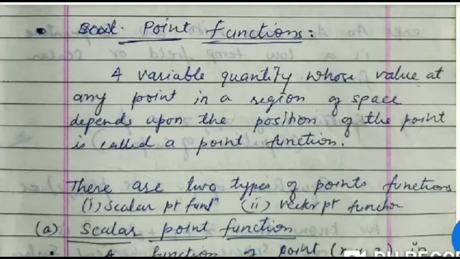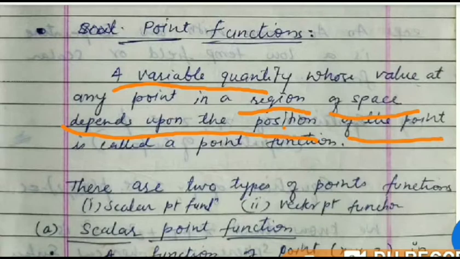Point function. A variable quantity whose value at any point in a region of space depends upon the position of the point is called a point function. It means a quantity whose value depends upon the position of the point is called a point function.